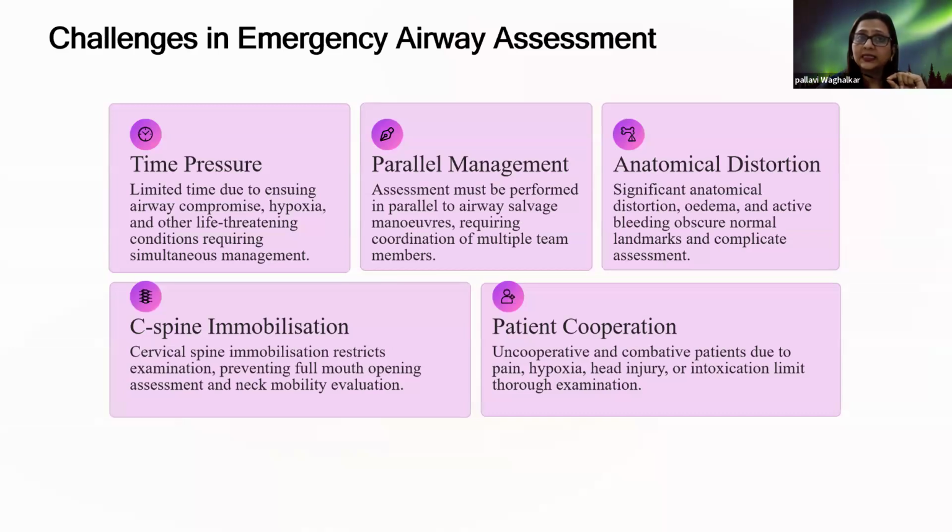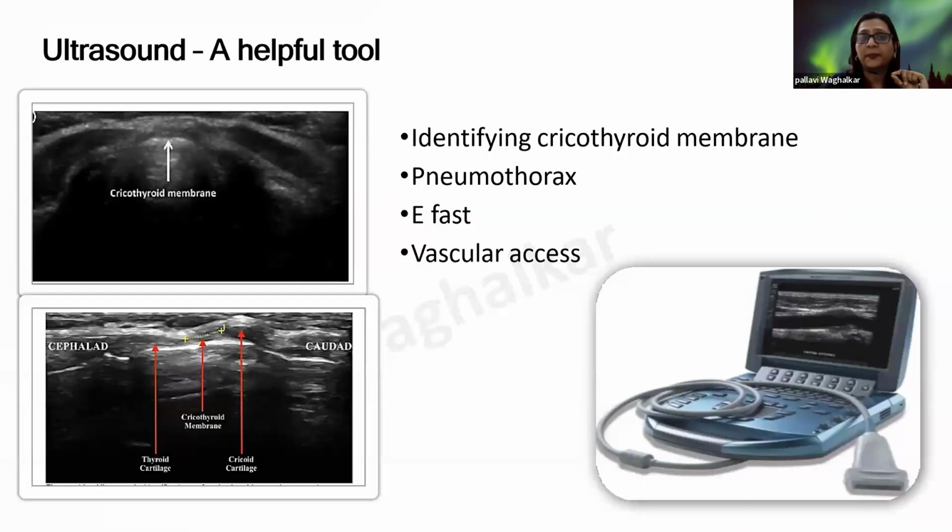But what are the challenges in airway assessment when these patients come? There is time pressure. There is limited time due to impending airway compromise. There will be hypoxemia and other life-threatening conditions which have to be managed. There is parallel management of multiple factors, so multiple teams are also involved. There is anatomical distortion of the airway. There might be C-spine immobilization. Another factor is patient cooperation. Patients will be uncooperative and combative due to pain, hypoxia, head injury, or intoxication. They limit the thorough examination or your secondary survey.